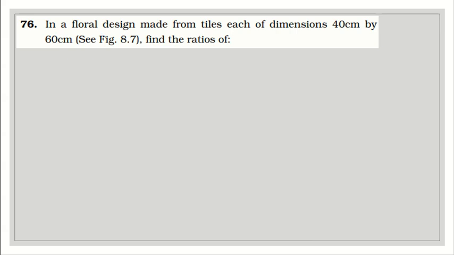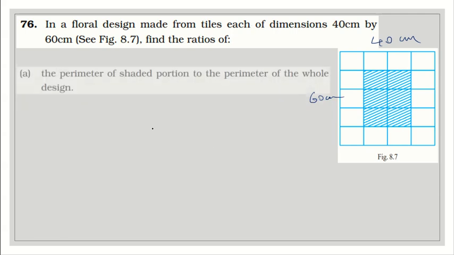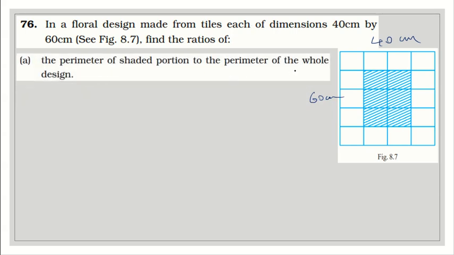In a floral design made from tiles, each of dimensions 40 centimeter by 60 centimeter. See the figure. Here is the figure. In this floral design, where 40 centimeter and 60 centimeter, find the ratio of, part 1, the perimeter of the shaded portion to the perimeter of the whole design. Now we have to find the perimeter of the shaded portion to the perimeter of the whole design.